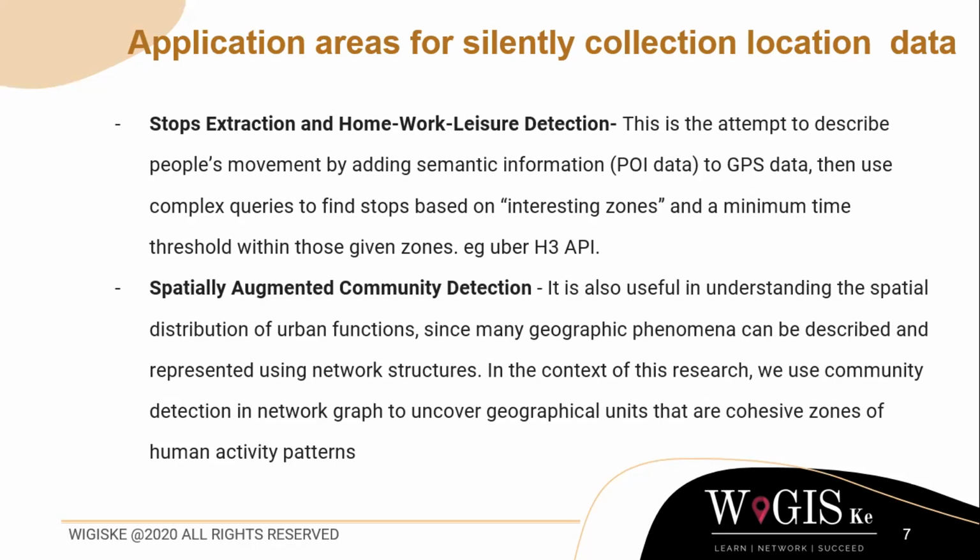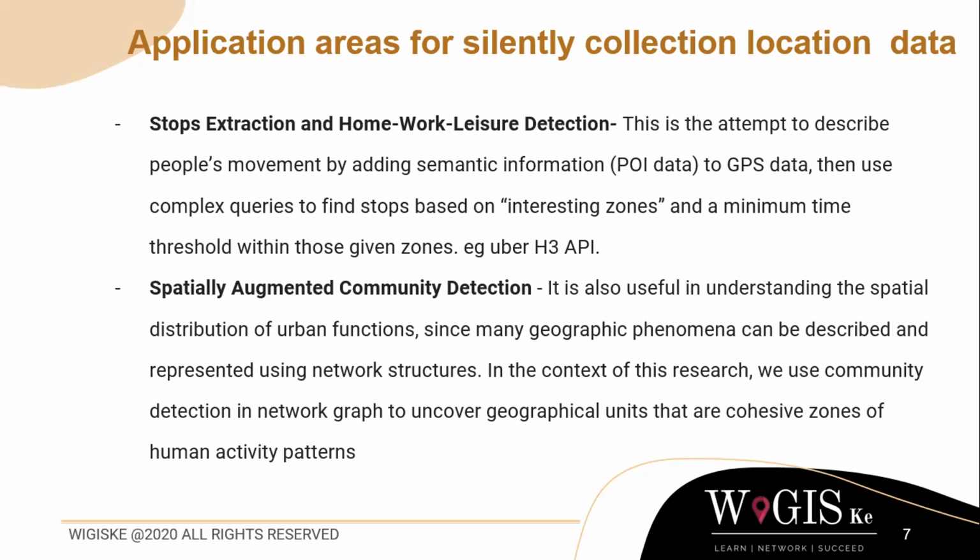Then the other application area is the spatially augmented community detection. This is mainly used in the urban planning field, where scientists want to understand the spatial distribution of different functions. So we want to look at if parks are located in this area of this country, how does this affect the movement of other city utilities? In other instances, if public toilets are located near, say, a bus station in this city, how does this affect how congested this bus station gets at peak hours? Again, a very good example of data that has been collected silently being put to very good use.